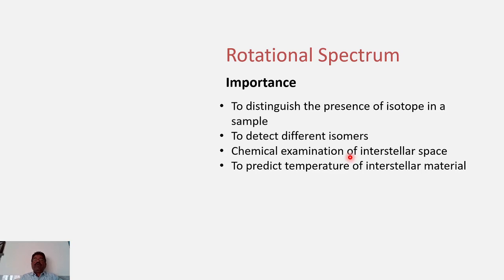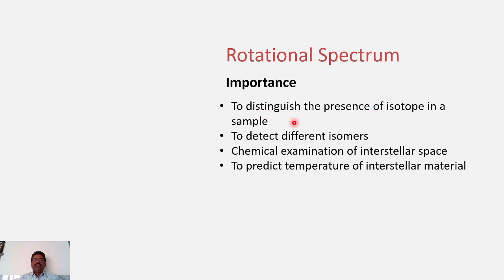Now, we are going to start the study of the first type of spectrum, that is the rotational spectrum. Rotational spectra is very important in different applications or different fields of science. So, first of all, let us see what is its importance. First and very important thing, the rotational spectra can be used to distinguish the presence of isotope in a sample.